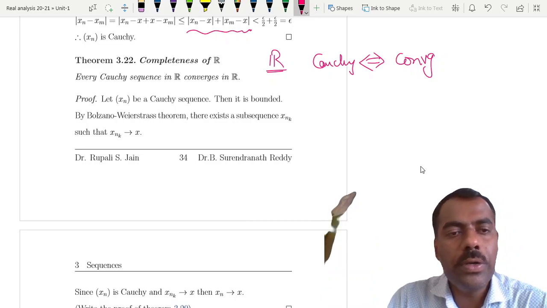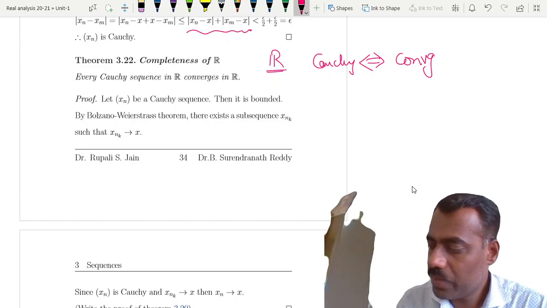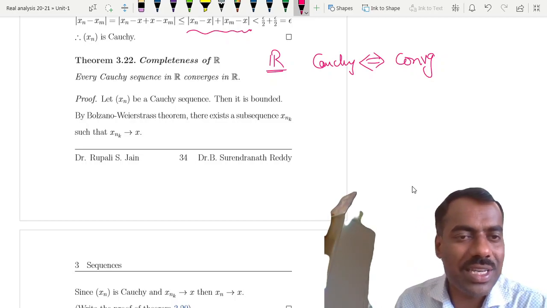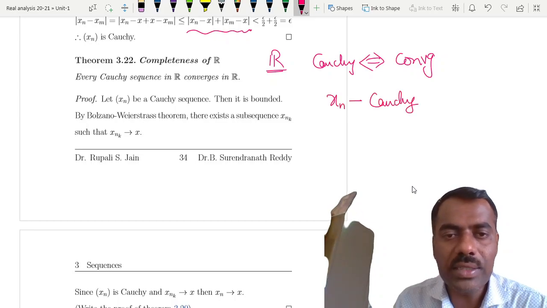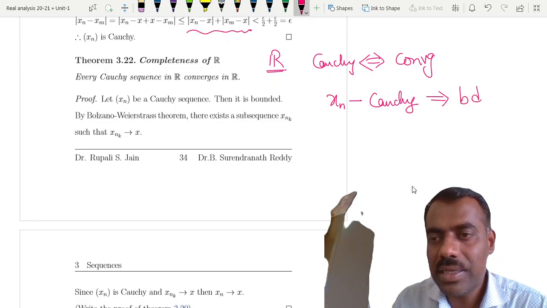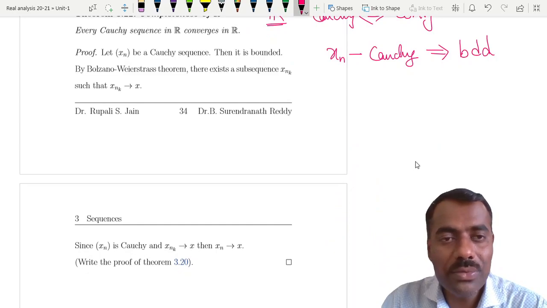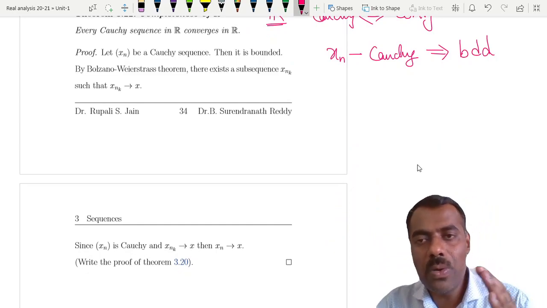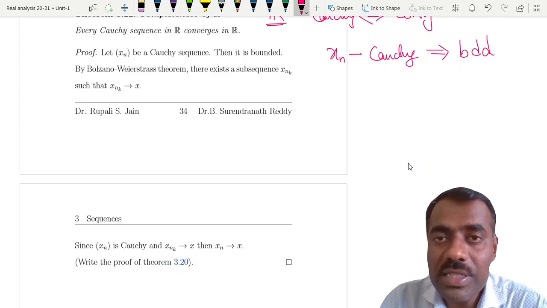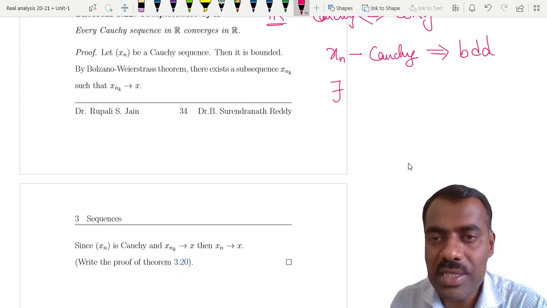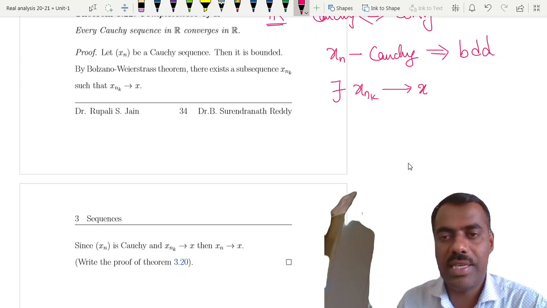How we can prove this is not at all difficult. We have already proved it. We use the Bolzano-Weierstrass theorem and so on. Suppose xn is a Cauchy sequence. Then we already know that Cauchy implies bounded. So then we can apply the Bolzano-Weierstrass theorem, which says that every bounded sequence has a monotone subsequence which converges. Therefore there exists a subsequence x_{n_k} which converges to some x, right?